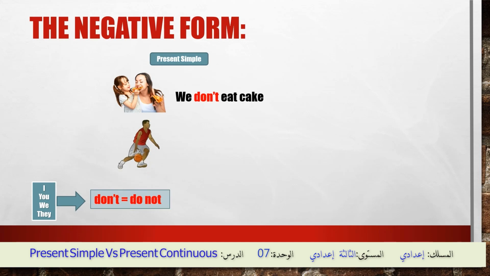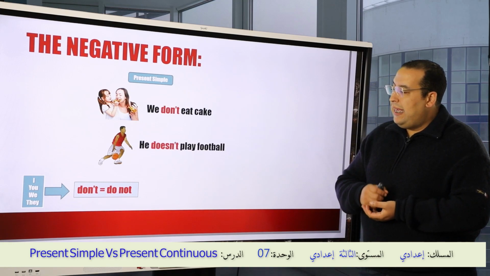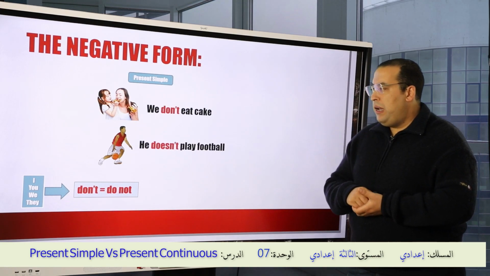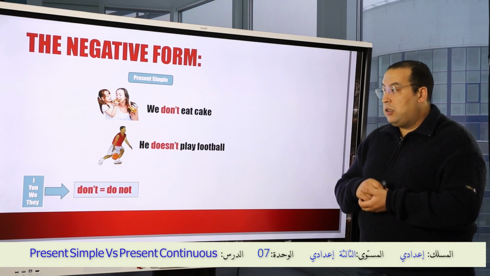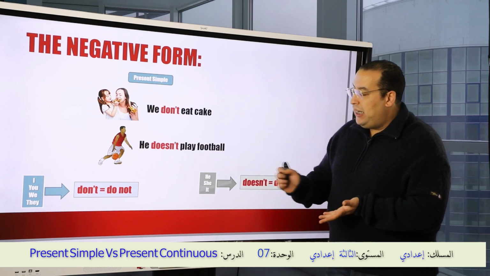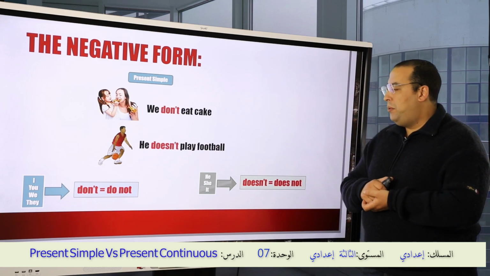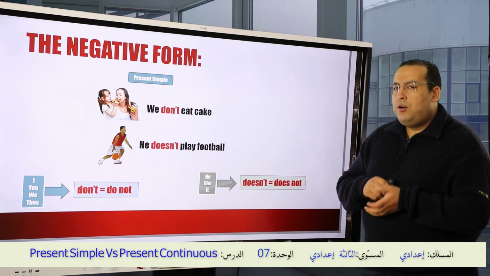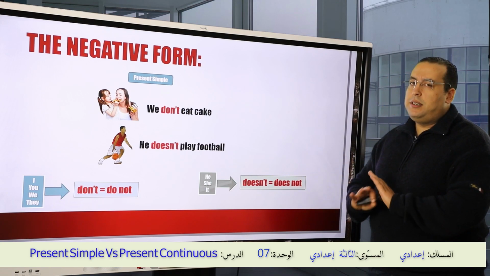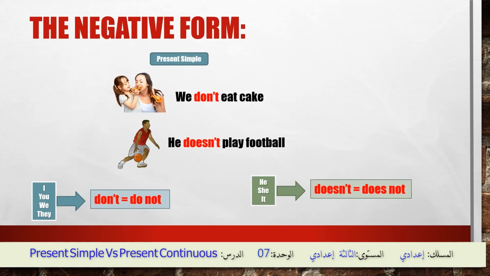Again, this man or this boy is playing what? He's playing basketball. So, he doesn't play football. He plays basketball. He doesn't. So, with he, she, and it, if you want to use the negative form in the present simple, you use doesn't or you use does not. It's the same. It's the same meaning. Okay, this is concerning the present simple.